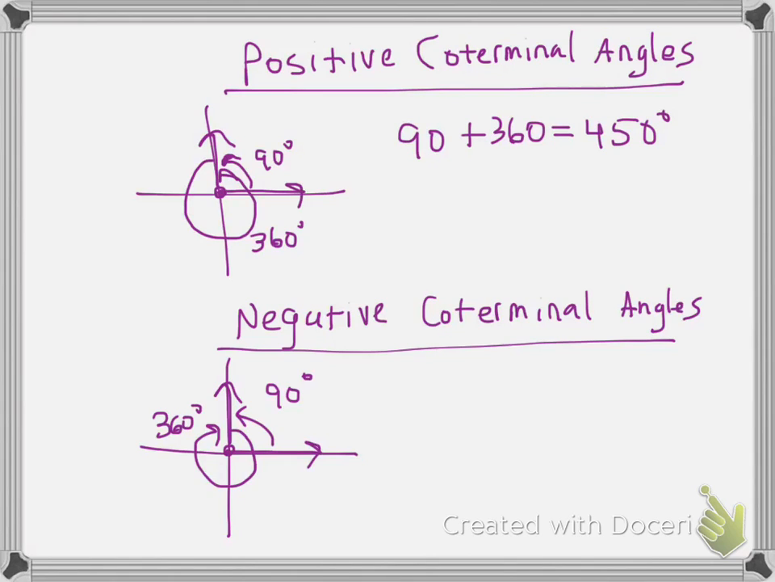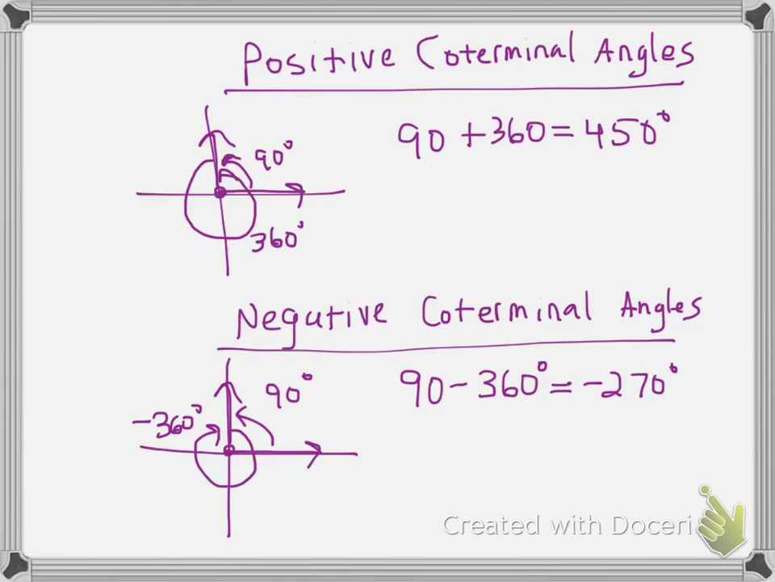So if I want to find an angle that shares the exact same terminal side but in a negative direction, all I have to do is take my terminal angle, which is 90 degrees, and subtract 360 from it, and I end up getting negative 270 degrees. Now what that means is that both of these angles, a positive 90 degrees and a negative 270 degrees, have the exact same terminal side. So they are coterminal. Right? And that's how you find positive and negative coterminal angles.